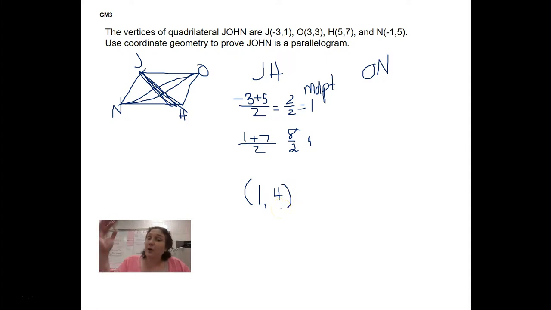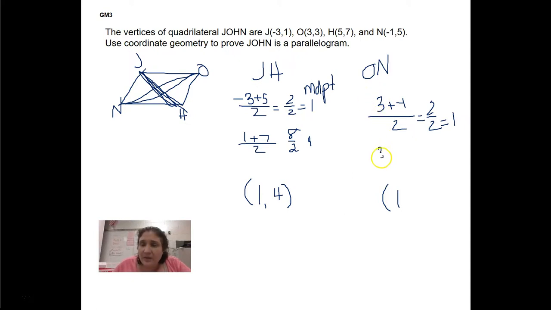So now if the midpoint of ON is also 1, 4, then we've proven it's a parallelogram without doing anything else that's fancy. So we've got 3 plus -1 divided by 2. That's going to give you 2 divided by 2, which equals 1. So far, so good. Now we're going to do the y's. O is 3. N is 5. That's plus 5, which gives us 8 over 2, which gives us 4.